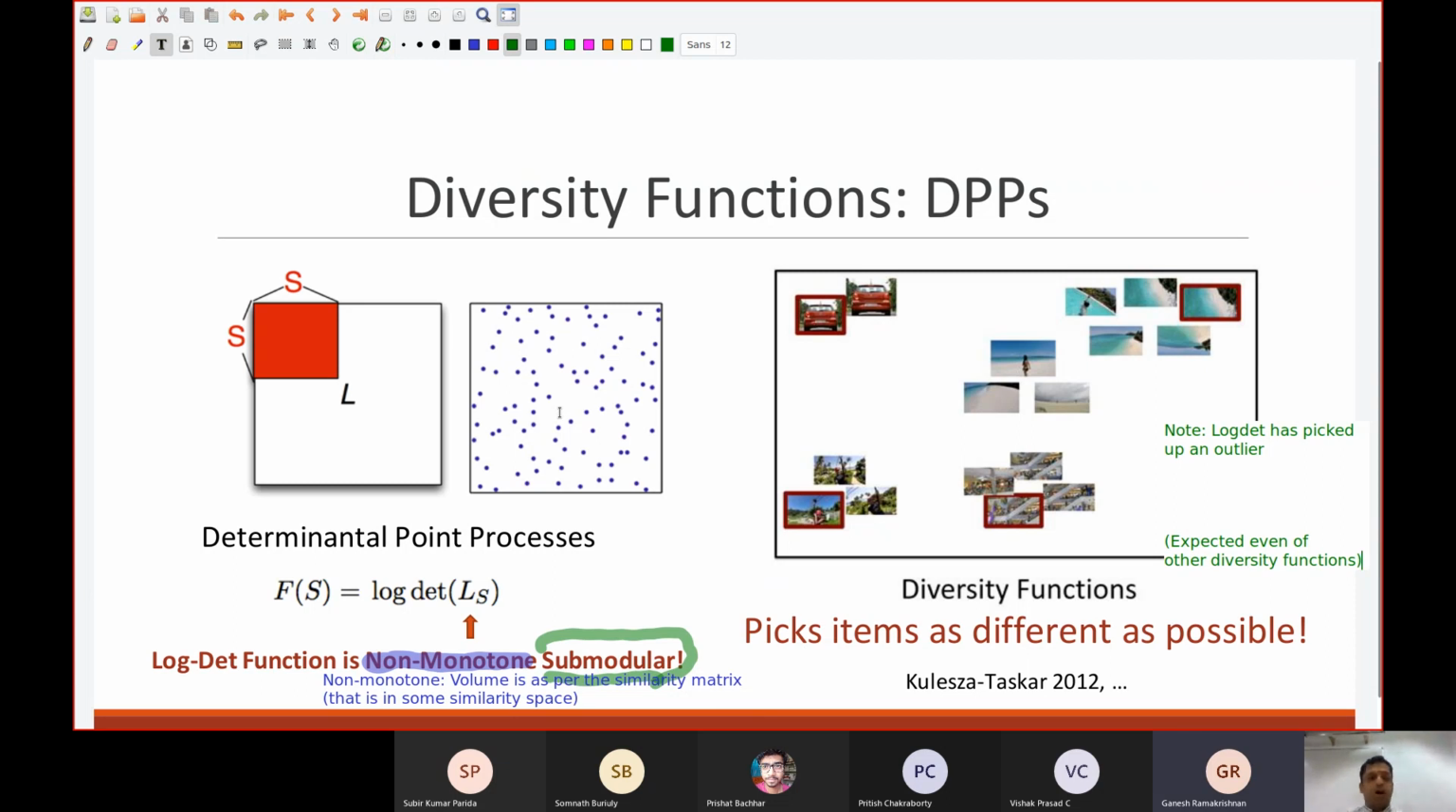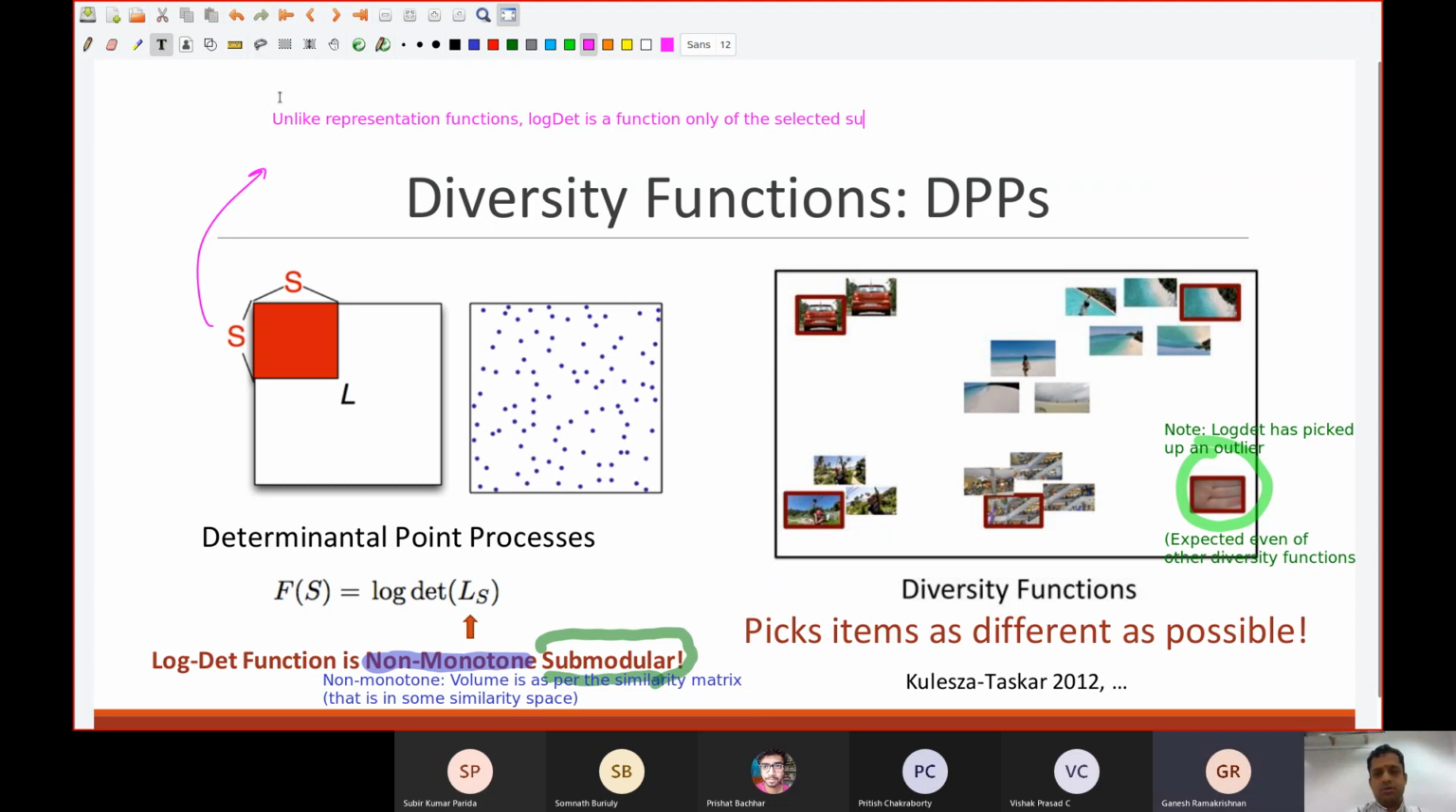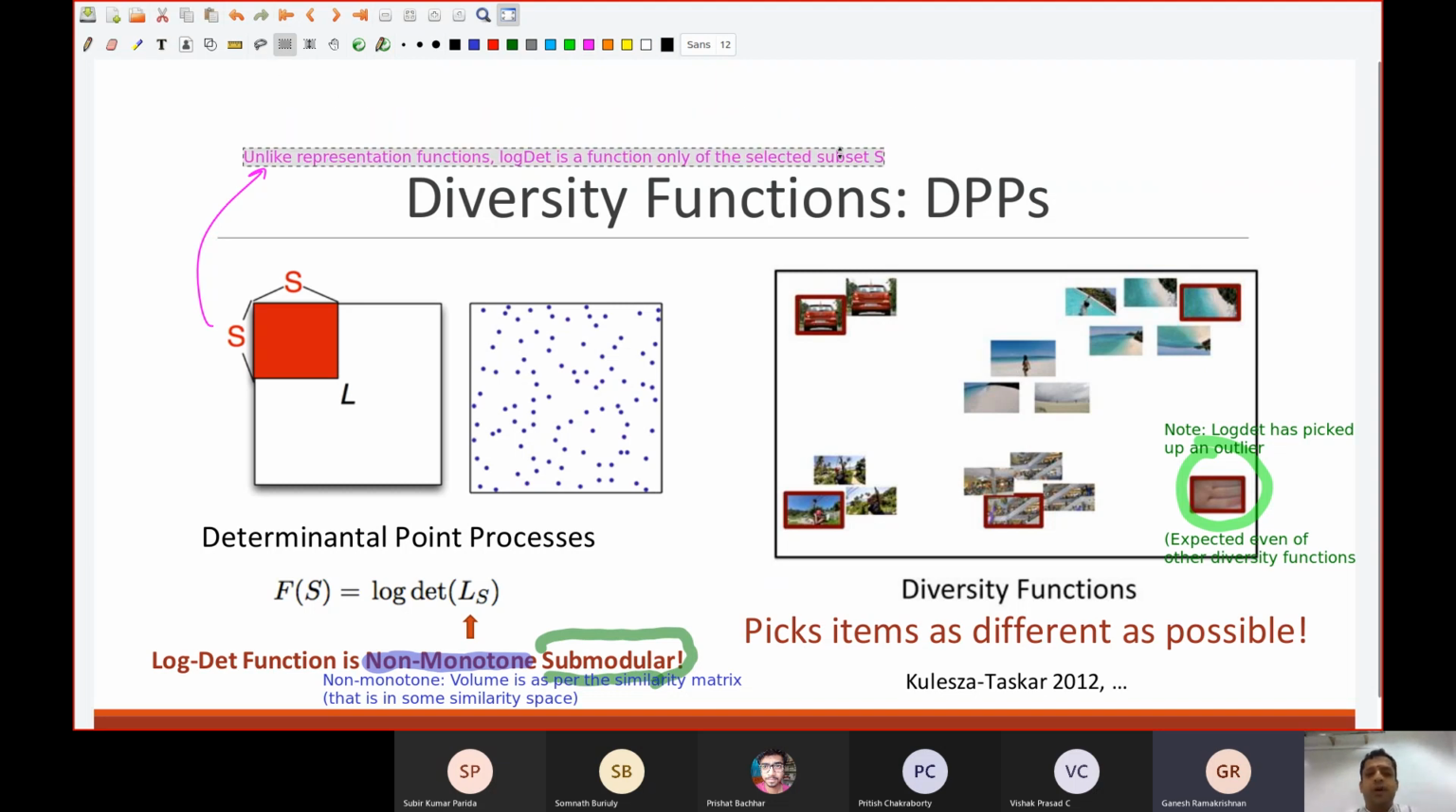Okay, and look at one interesting thing. Logdet is not a function of the original set V. It's only a function of the subset. Facility location, graph cut, we had a V, right? In logdet, it's only a function of the selected subset. So unlike representation functions, it'll be good if you also bring out observations as you proceed.